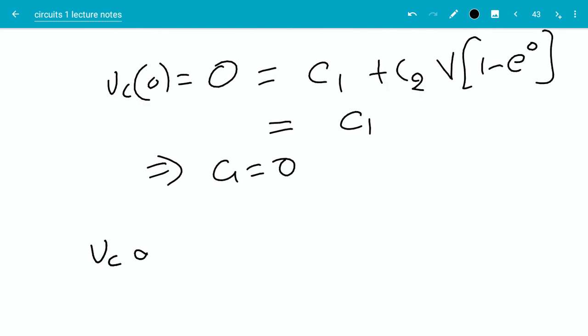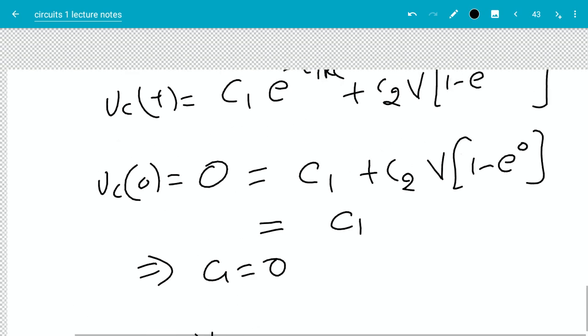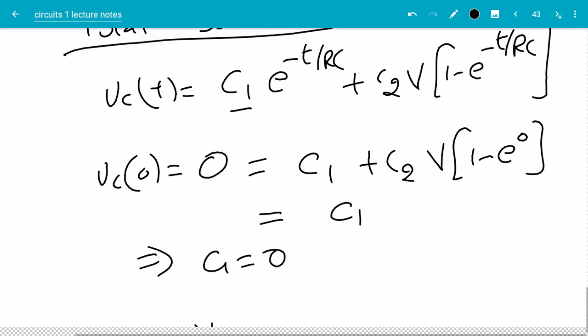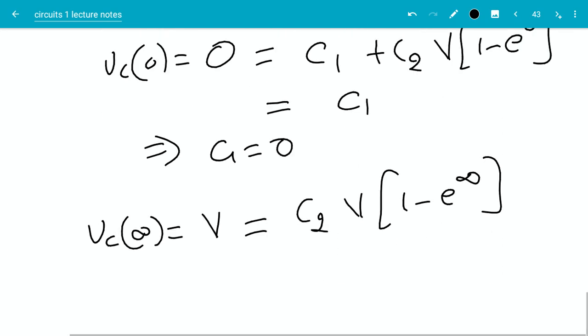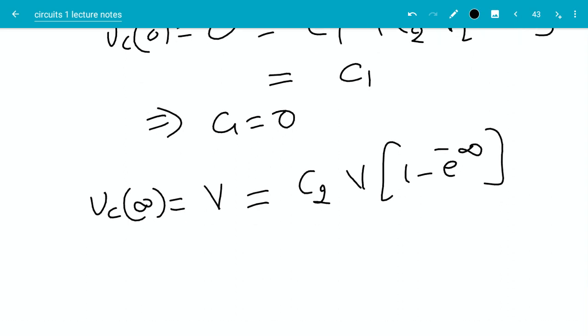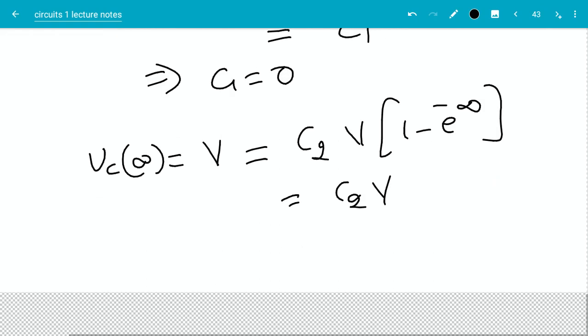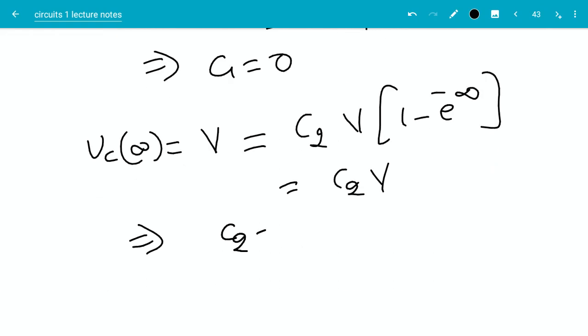And then I know Vc of infinity is equal to V, right? And then I'm going to put that on the right hand side. I know c1 is 0 now, so I'm just going to say c2 times capital V times 1 minus e to the minus infinity, right? So this is equal to c2 times V. So this implies my c2 is equal to 1, right? So now I have c1 is equal to 0 and c2 equal to 1.